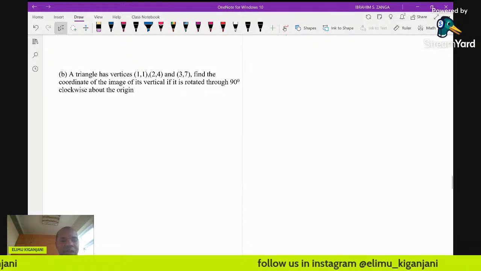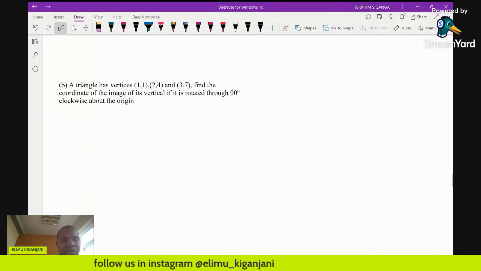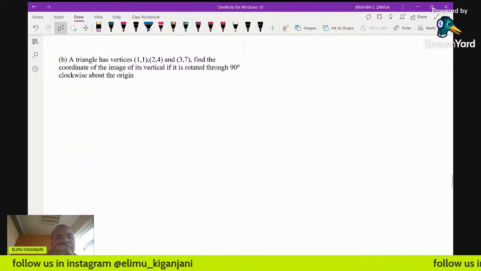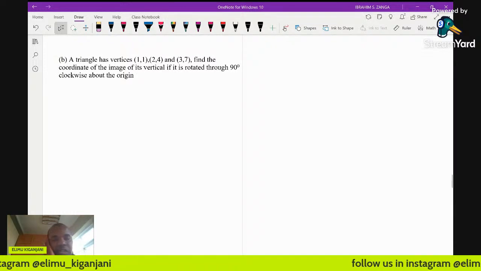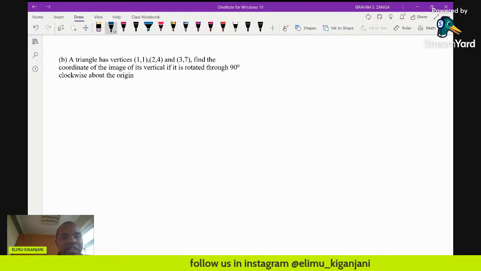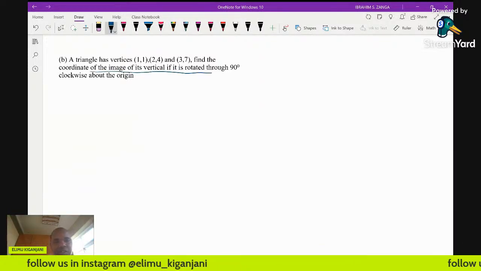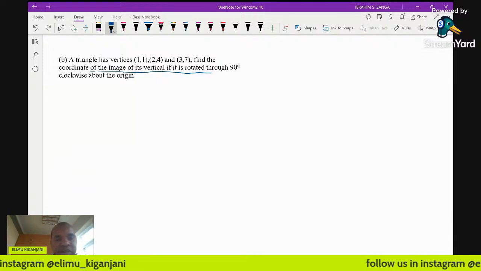In a triangle, we are given that a triangle has vertices (1,1), (2,4), and (3,7). Find the coordinates of the image of its vertices if it is rotated through 90 degrees clockwise about the origin.